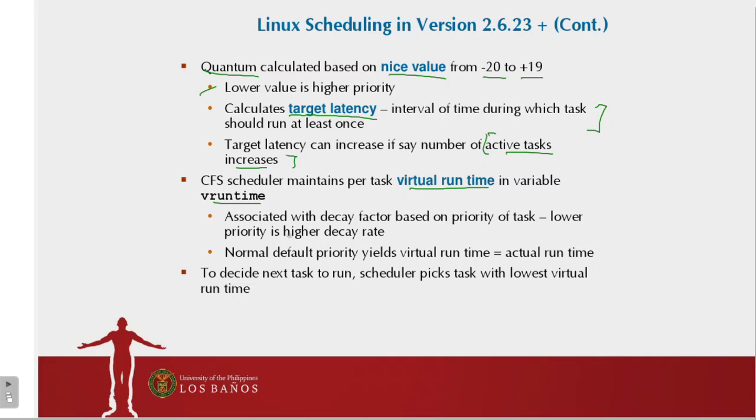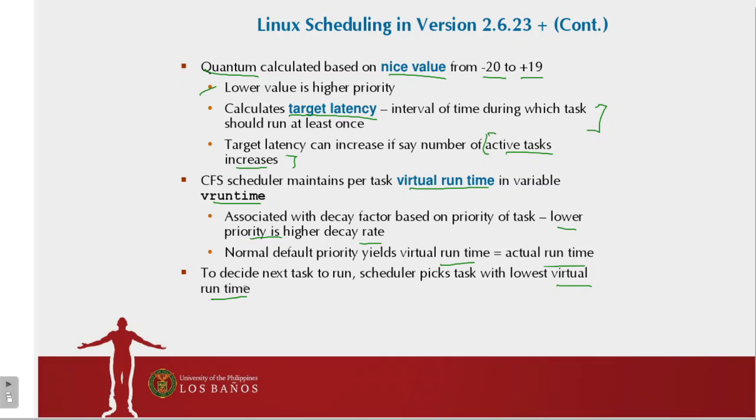It is associated with a decay factor based on the priority of tasks. So the lower the priority, the higher the decay rate. And the normal default priority yields a virtual runtime equal to the actual runtime. To decide the next task to run, the scheduler picks the task with the lowest virtual runtime.